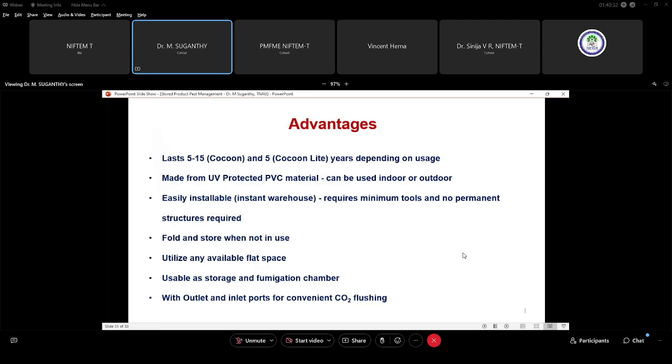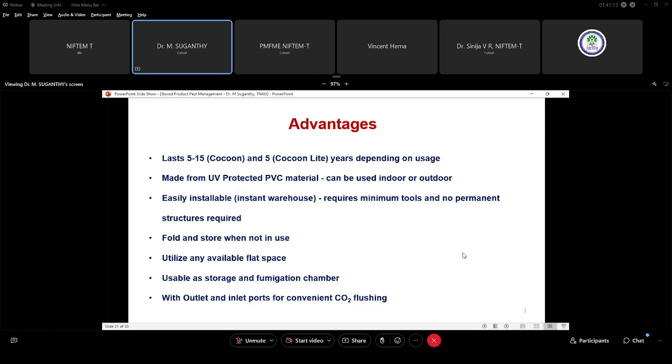So what are the advantages of using these Grain Pro bags? The extended warranty, as it can be used up to 15 years, and it is made from UV protected PVC material. So it can be used indoor as well as outdoor, and it is very easily installable. It requires minimum tools and no permanent structures are needed. When we sell the produce and remove all the sticks, it can just be folded and stored if it is not in use. It utilizes any available flat surface and doesn't need any specialized structures.